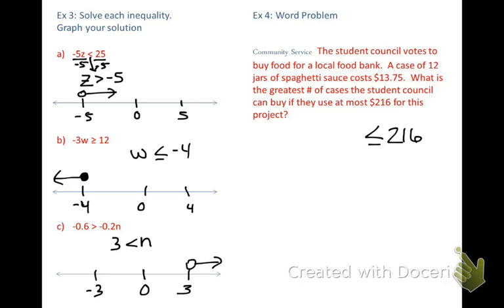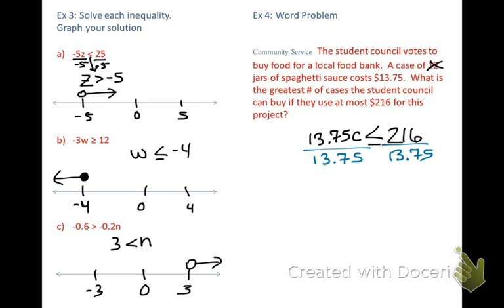They're giving me too much information with the 12 jars, but it's going to cost me $13.75 per case. So I'm going to make that C. Now I have to figure out how many I can buy. So instead of rounding up your number, you're going to round down your number if it's a decimal. So then I have my equation. Now I'm going to divide by 13.75.